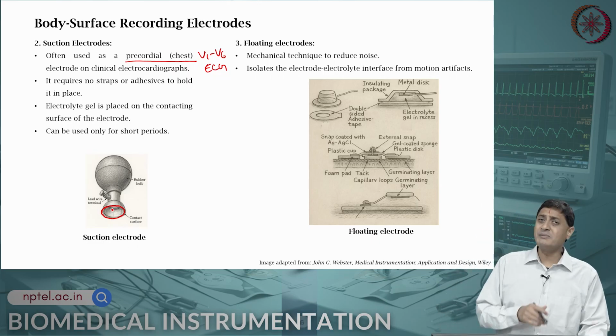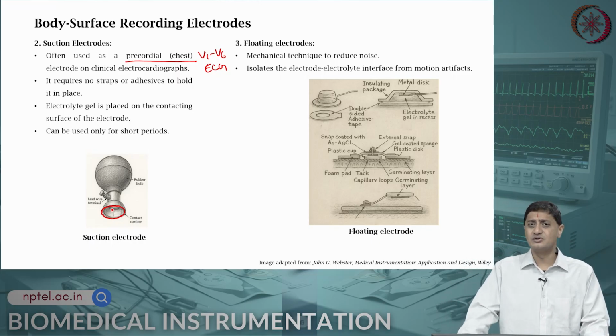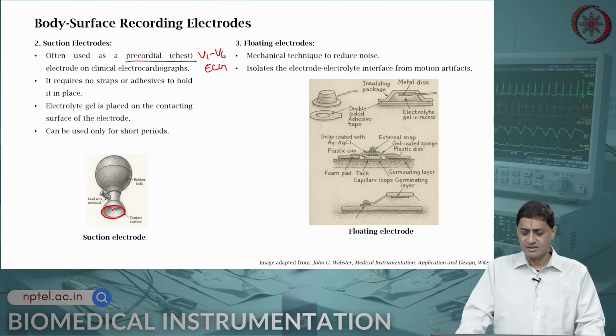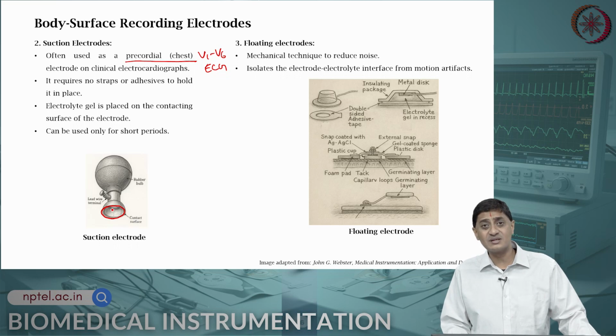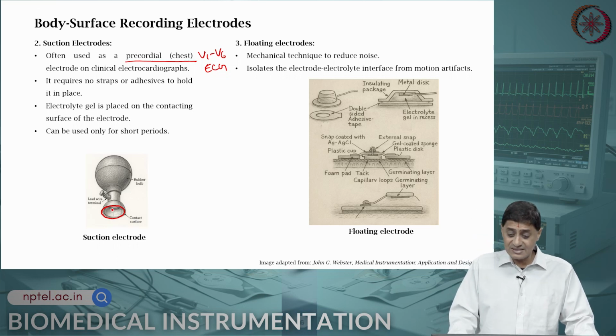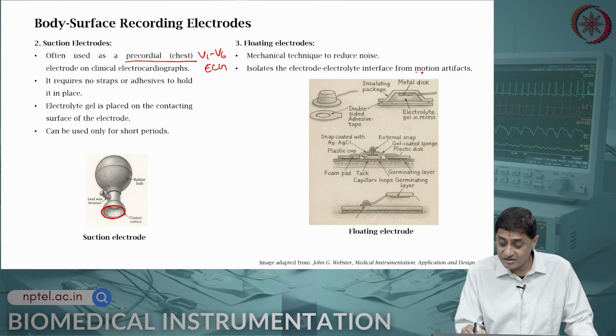If you are going to a primary care center and getting one ECG done, say for example, it is going to take you 5-10 minutes, this one will work quite well. Then you have the floating electrode. We already discussed the advantage of this type of electrode. This is quite often used to minimize motion artifacts.